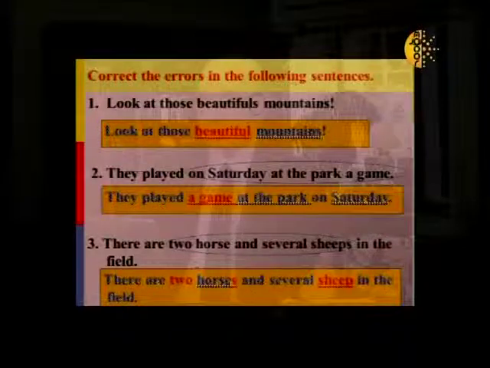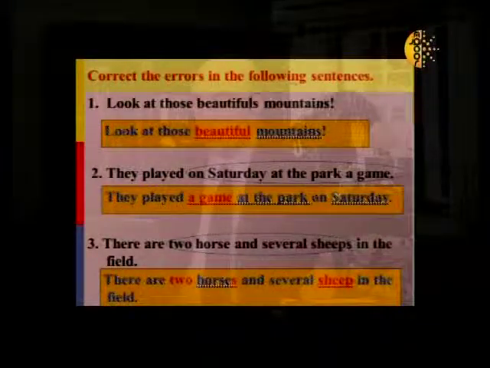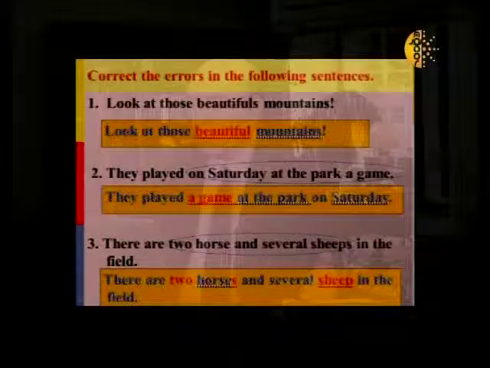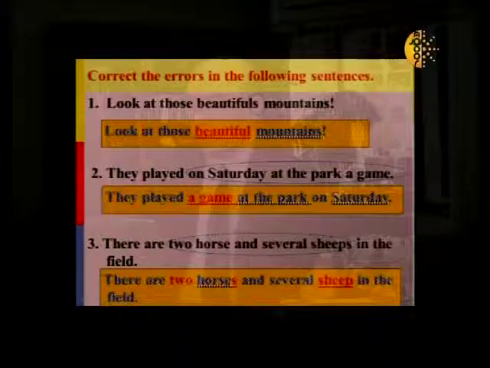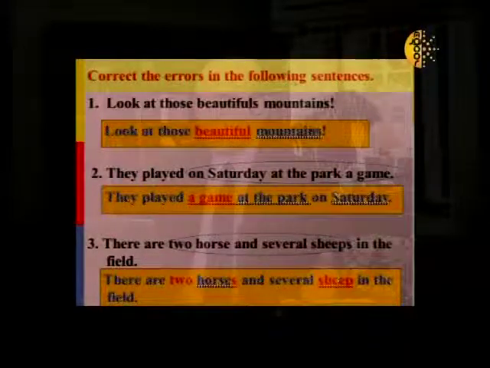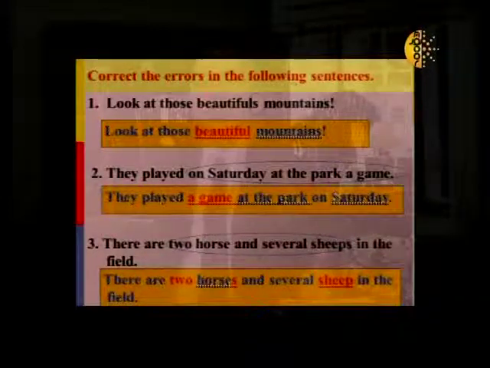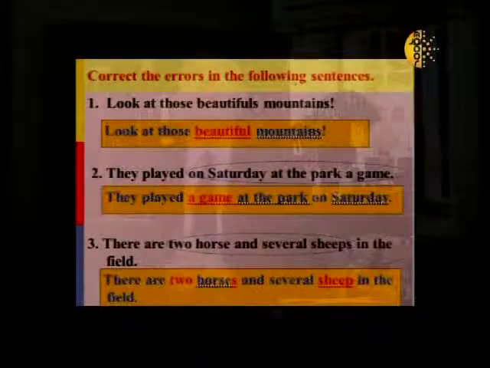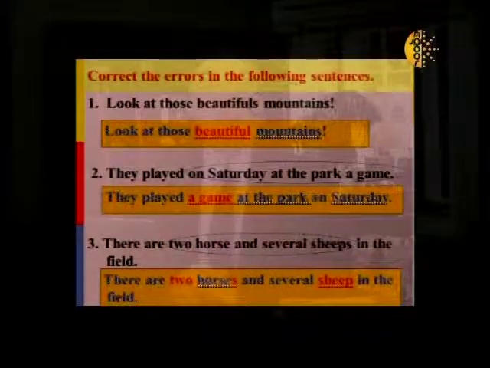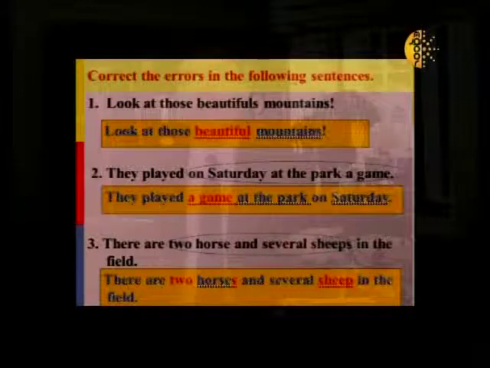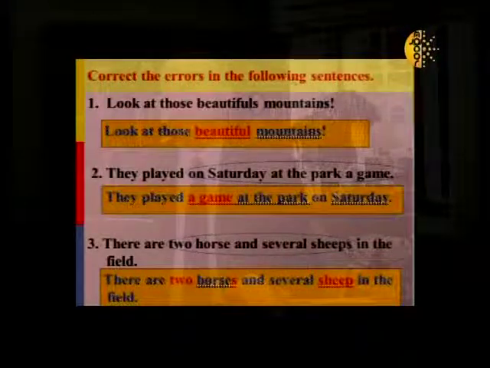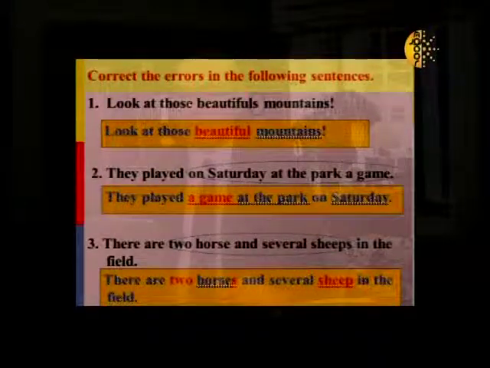So let me read this correct answer here. There are 2 horses and several sheep in the field. We use S because 2 horses with several. If you have another word, like if you say several goats, you have to put S. But sheep, like fish, doesn't have plural form. It's irregular, and that's why you can't use it. Let me read these sentences with correct completions.